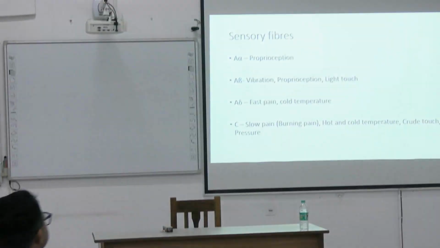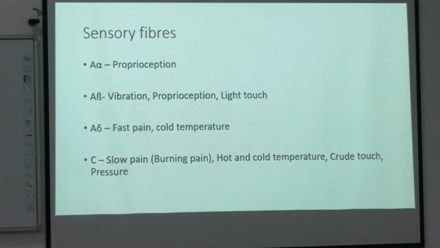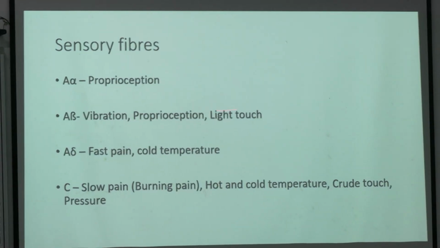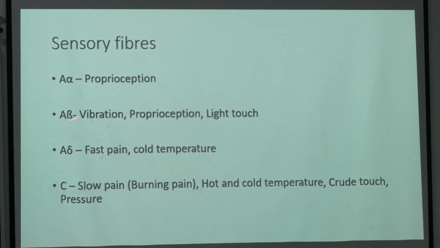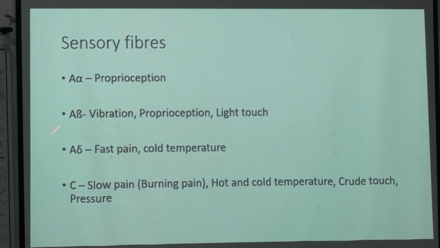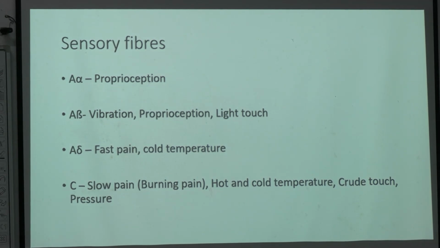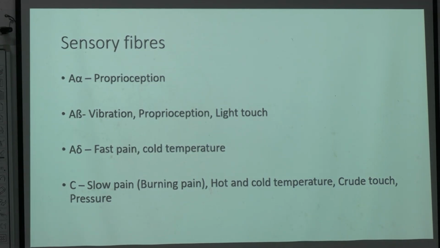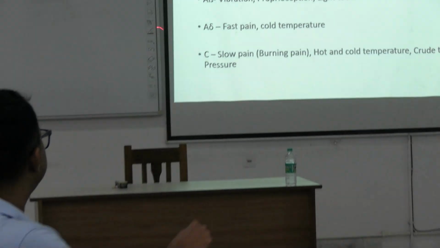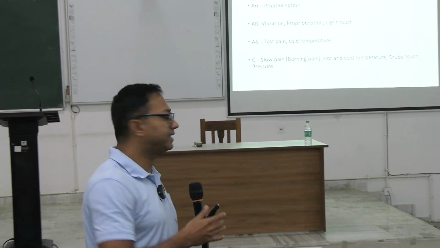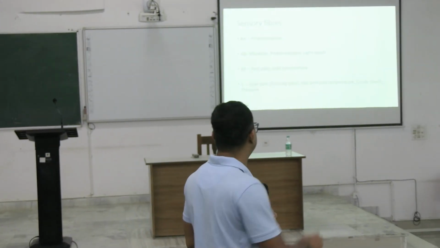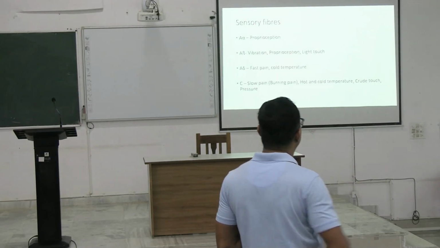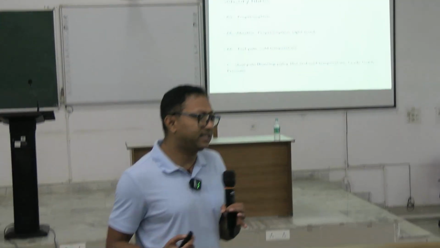So recap: sensory fibers. A alpha carries proprioception, A beta carries light touch and vibration. But mainly A beta is for touch, A alpha is for proprioception. There is a slight difference between A delta and C. Pain we usually classify into fast pain and slow pain. As A delta is slightly myelinated, it carries fast pain, whereas C carries slow pain, like burning sensation.